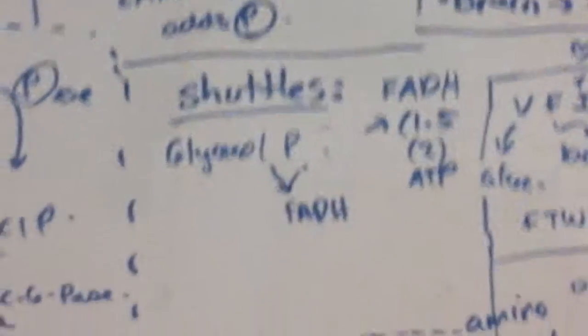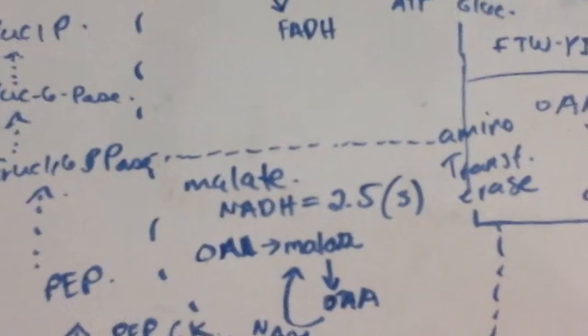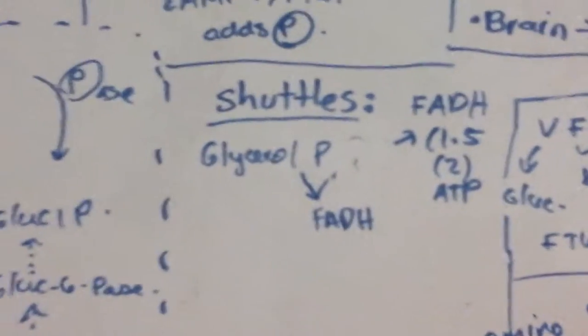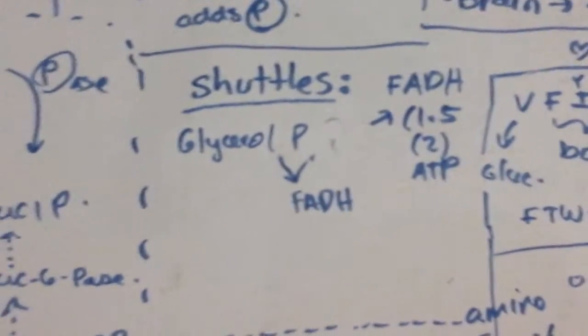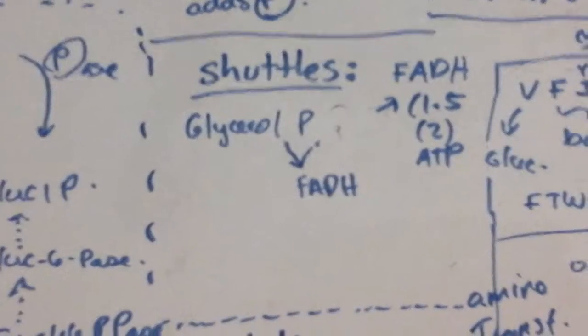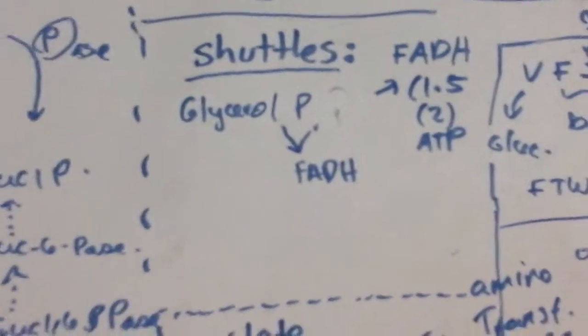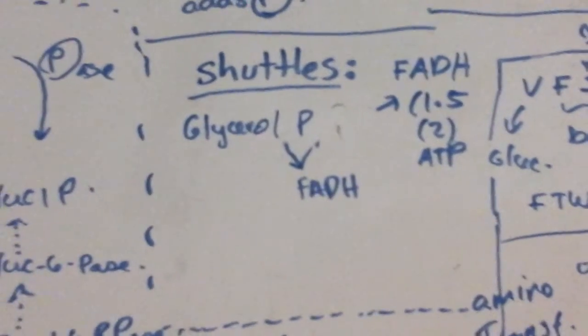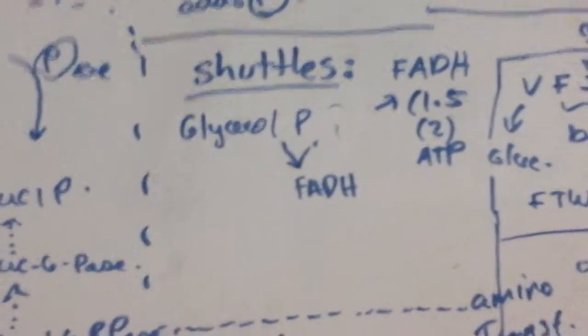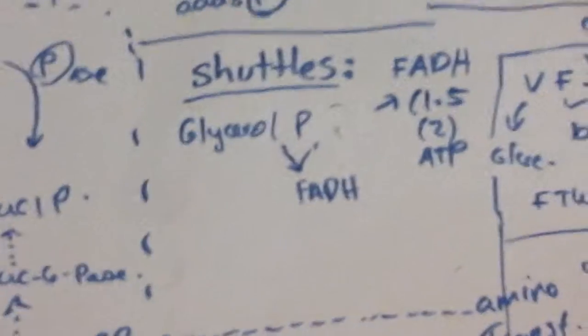Alright. So the next thing we have to take into consideration are the shuttles. We have the glycerol phosphate shuttle, and then we have the malate shuttle. So in the glycolysis reaction, we made 2 net NADH that are in the cytoplasm, but how in the world do we get them into the mitochondria? We're going to use these shuttles for that. The first one is the glycerol phosphate shuttle, and it's going to go from NADH to FADH. So it's producing FADH from NADH.